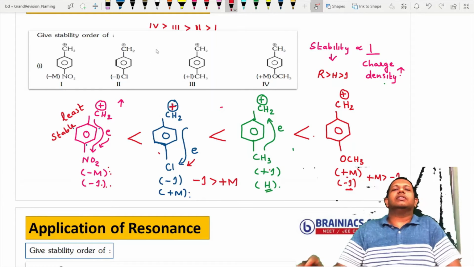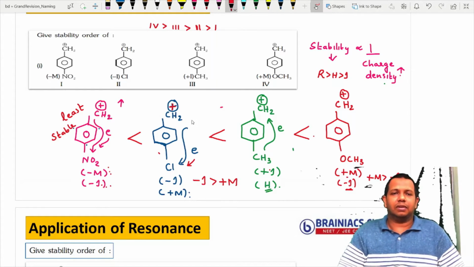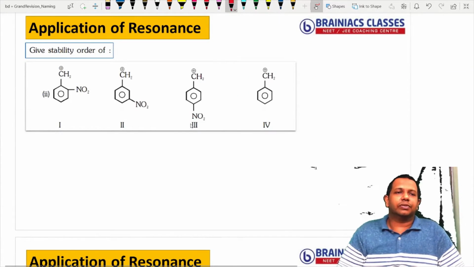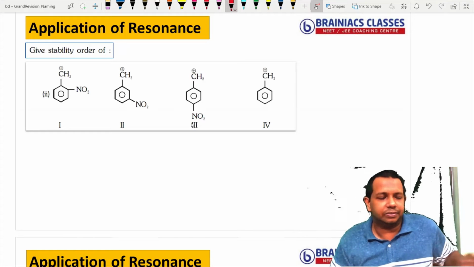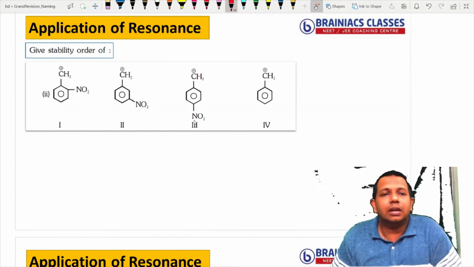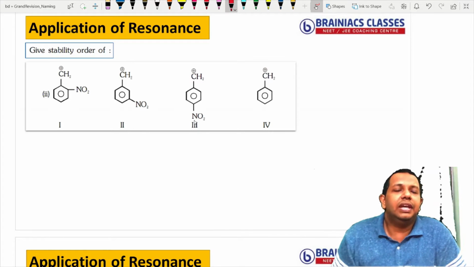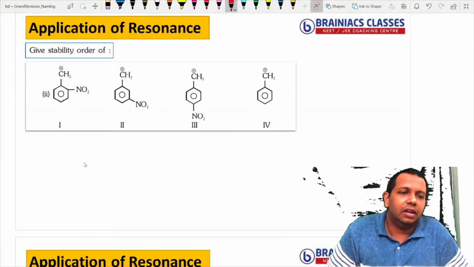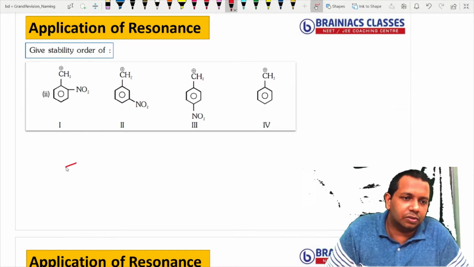Okay, is this clear for everyone? Now let's go to the next question and try to understand this one. Give the stability order of the species. You are given the first species. Now let's start analyzing. Let me redraw it for your convenience.